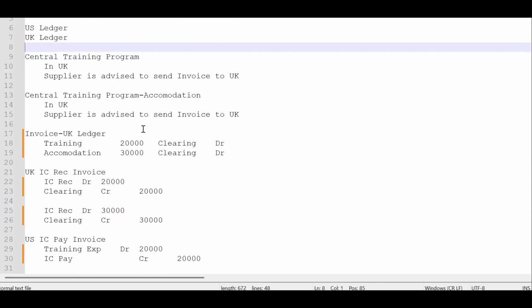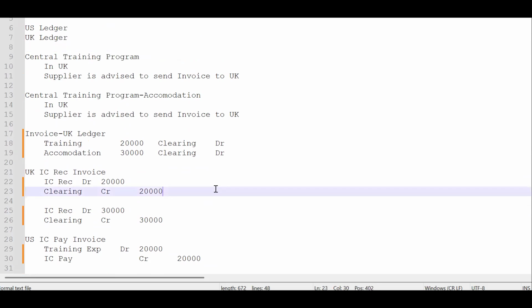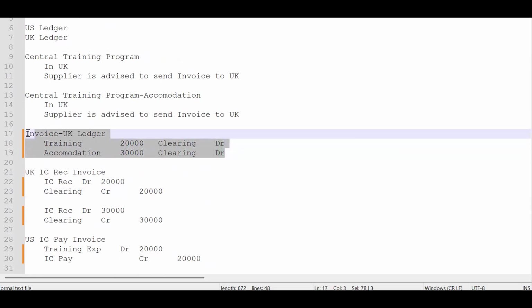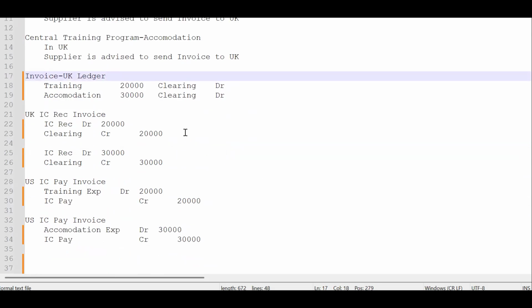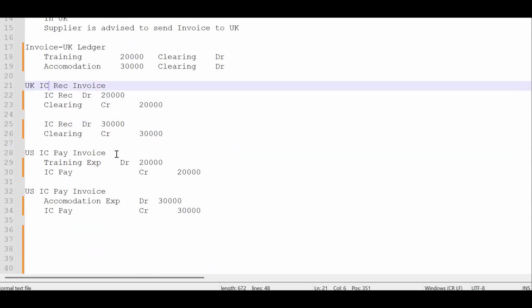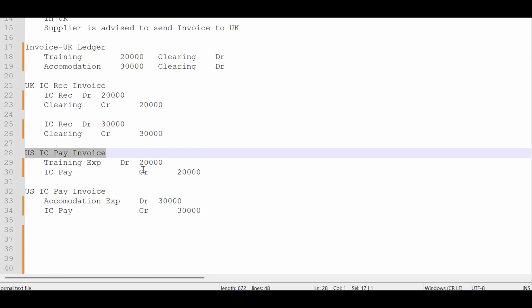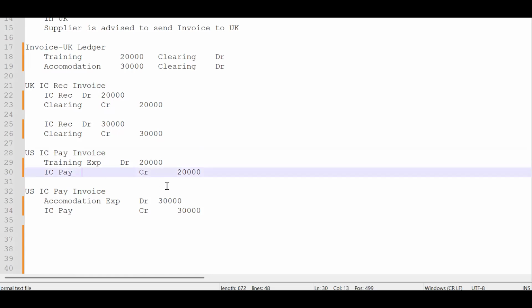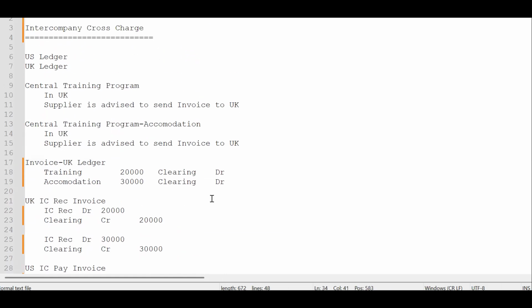At the end, what we see here is there will be a payable invoice in the UK ledger. The supplier on the payable invoice will be the training vendor. There will be an intercompany receivable invoice in the UK ledger, and there will be an intercompany payable invoice in the US ledger. So this is the fictitious business case I picked up to explain this feature. Okay.